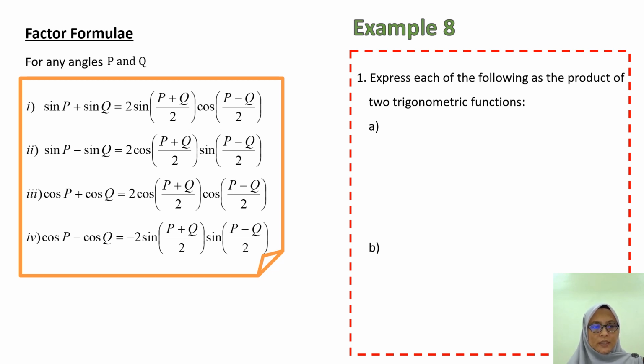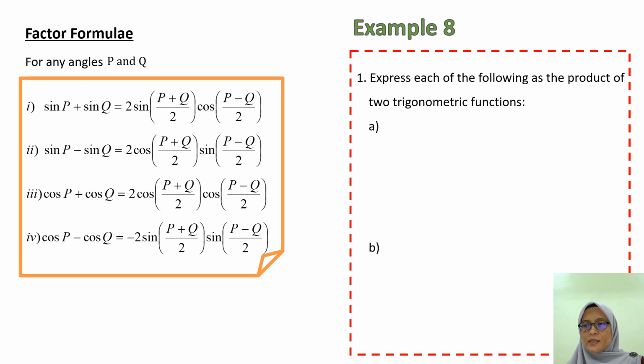The third one is cos P plus cos Q equal to 2 cos (P plus Q) over 2 cos (P minus Q) over 2. And the last one is cos P minus cos Q equal to negative 2 sin (P plus Q) over 2 sin (P minus Q) over 2.